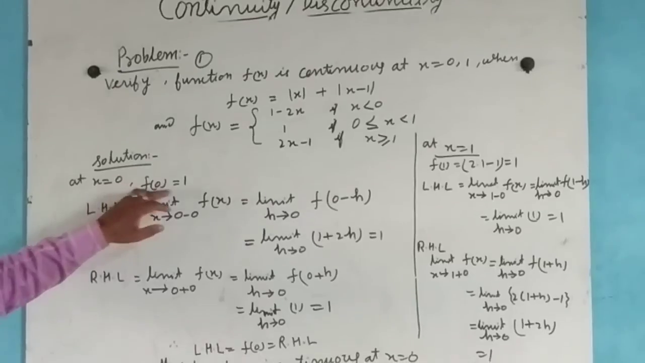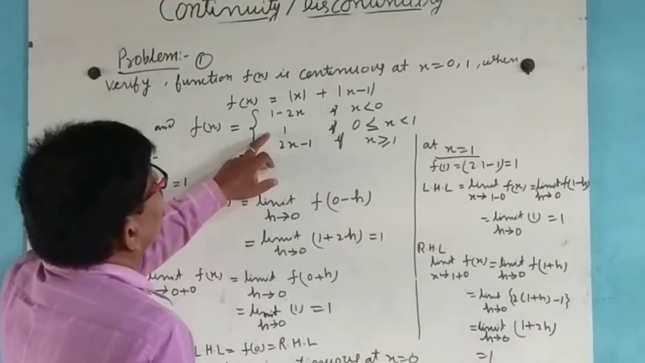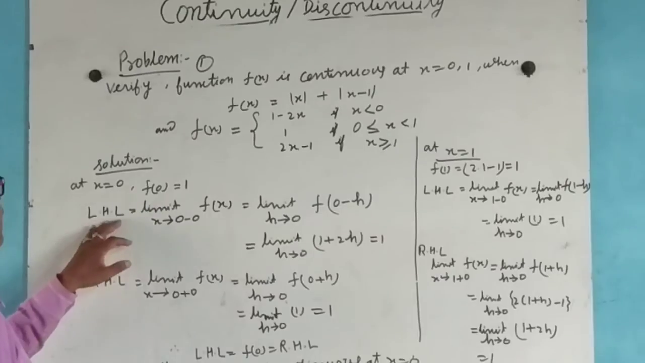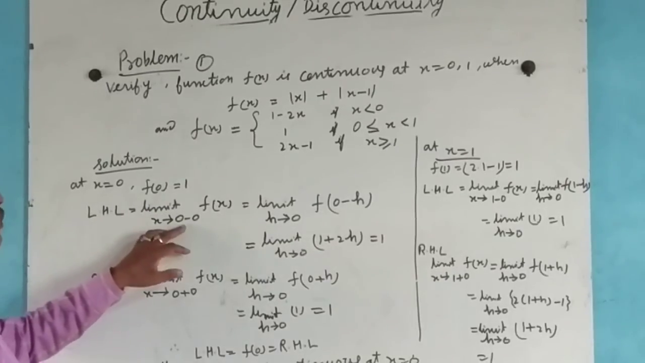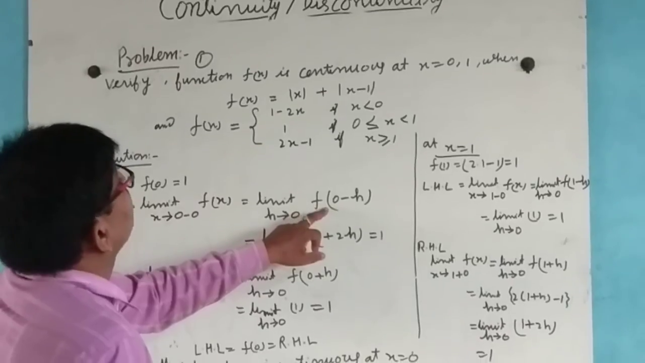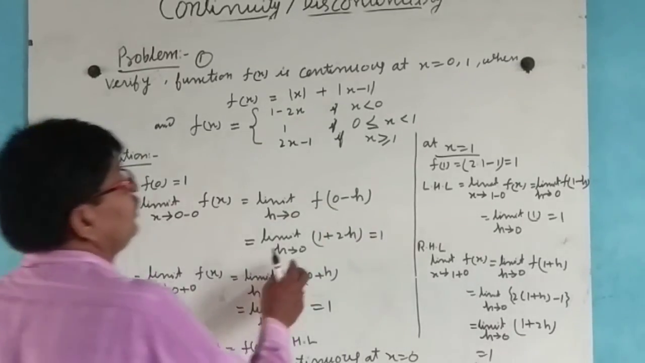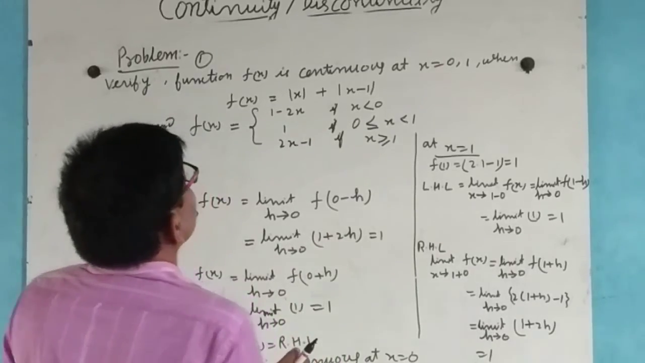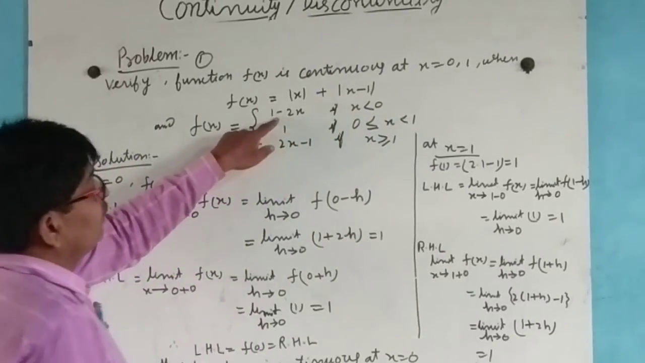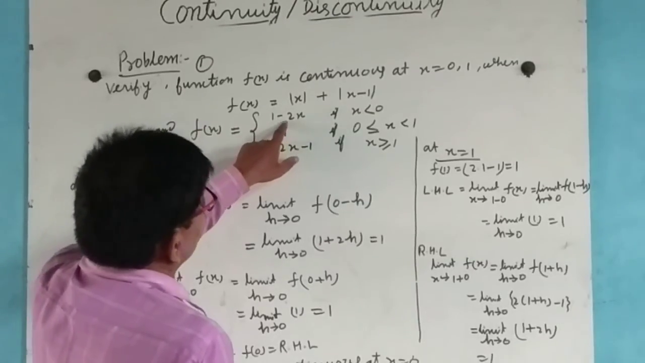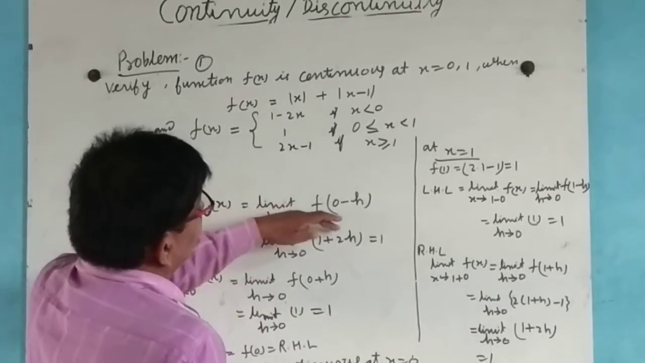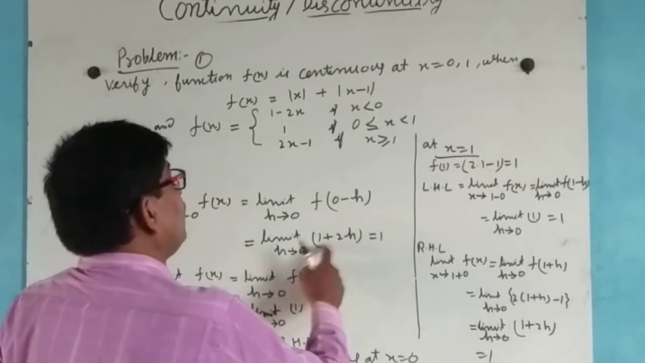At x equal to 0, f(0) is equal to 1. The left hand limit, x tends to 0 minus, is the limit as h tends to 0 of f(0 - h). For x less than 0 we use the function 1 - 2x, so this is 1 - 2(-h), that is 1 + 2h, and putting h equal to 0, this is 1.